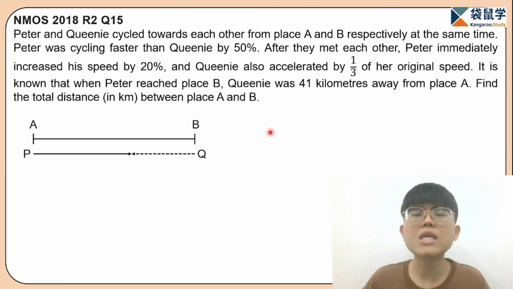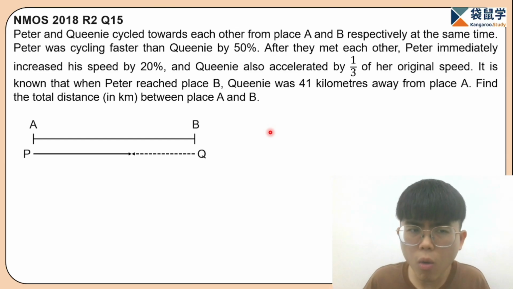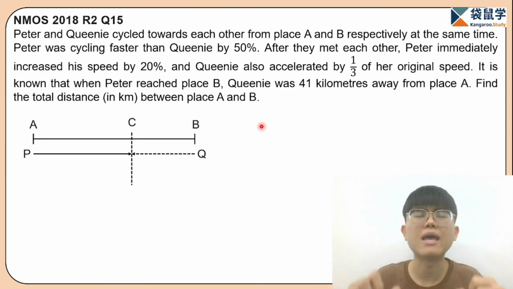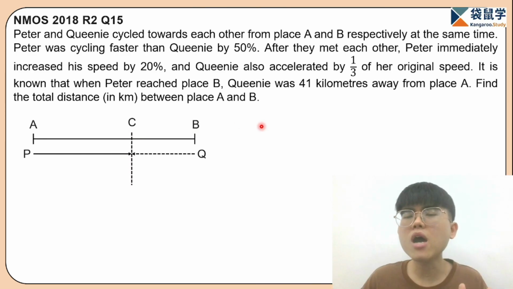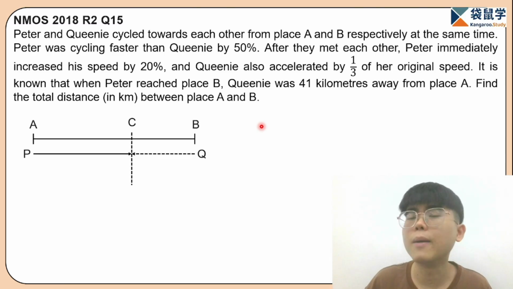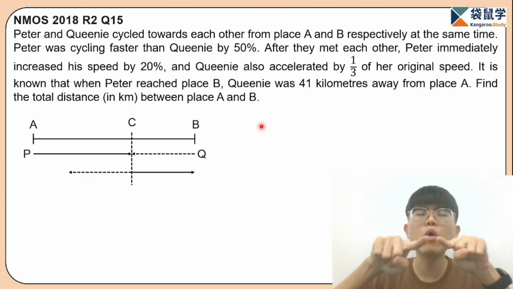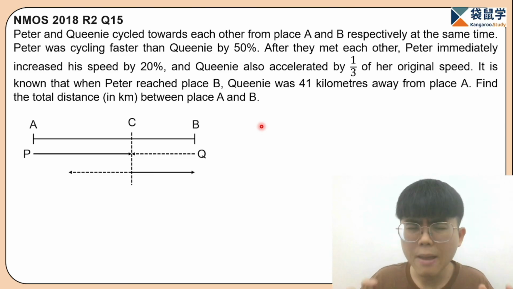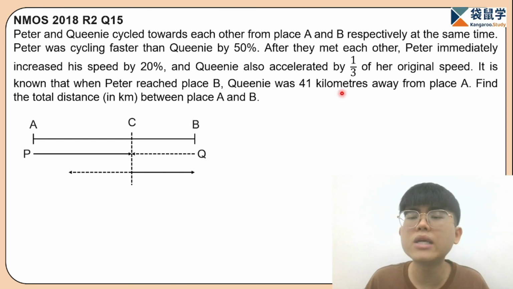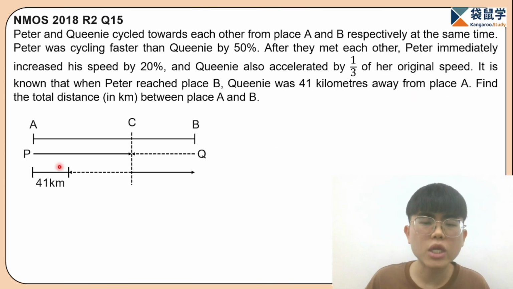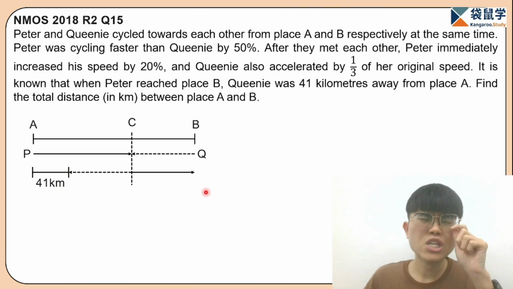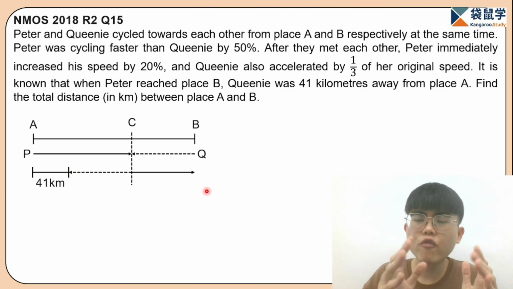Now after they meet each other, they increase their speed. Let's call this point C, where they meet each other. Peter will continue to move forward toward place B, and Queenie will also move toward place A. The two of them will continue in the same direction. But when Peter reached place B, Queenie was still 41 km away from place A. So this part is actually the 41 km. Alright, so these are all the information that we have from this question.